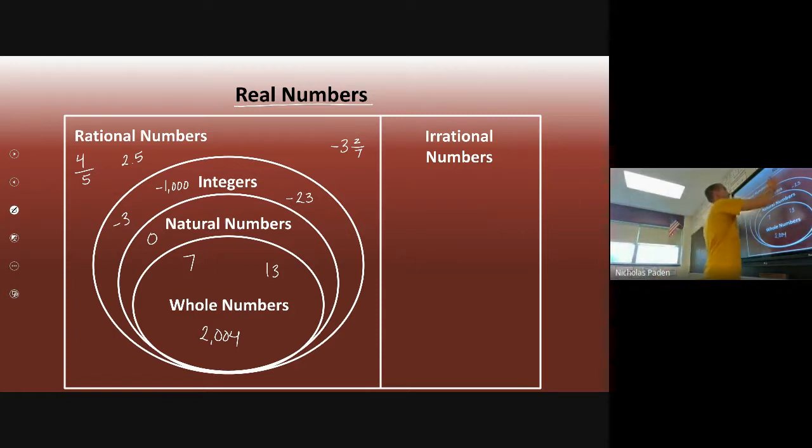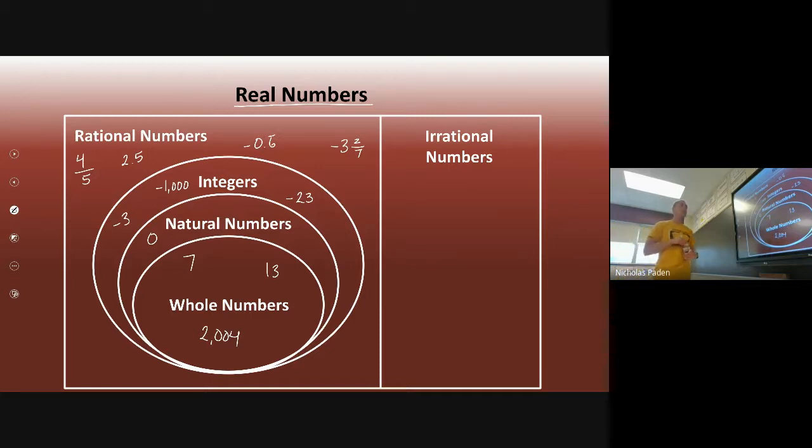And then -0.6 repeating. That is a rational number, but that is not an integer. Okay, so looking at this chart, I want you to look at yours as well. So every integer is a rational number because the entire integer circle is inside of rational numbers. But every rational number is not an integer. And we can say the same thing.